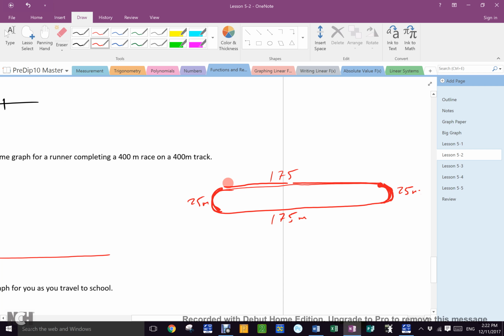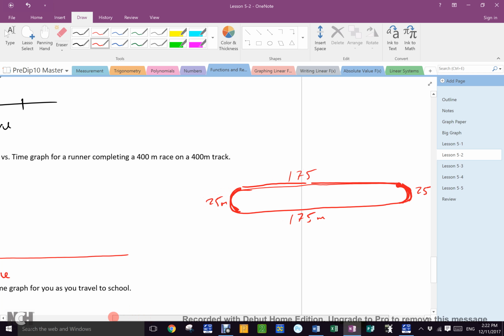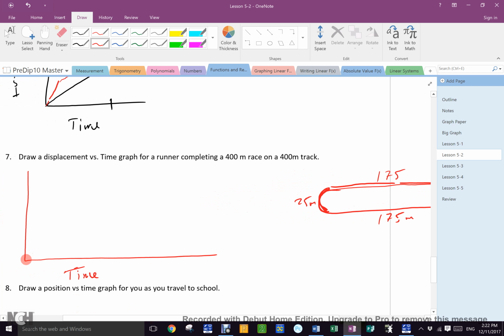So where would your graph go? Up, right? It's a straight line, so it would go up in what form? If I am moving at a constant speed. How does the graph start?